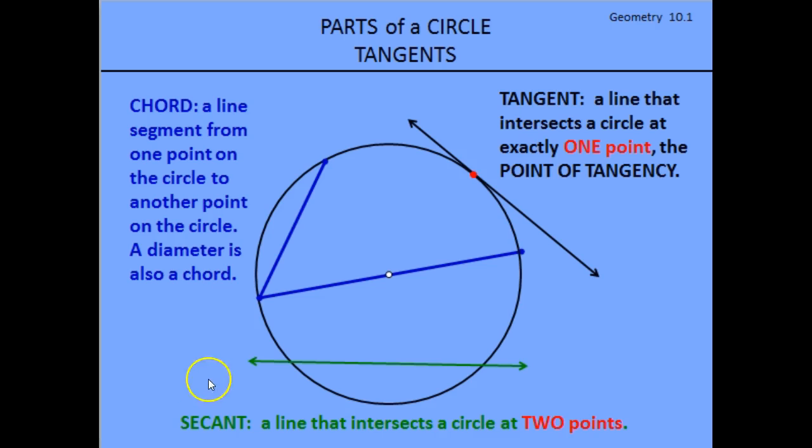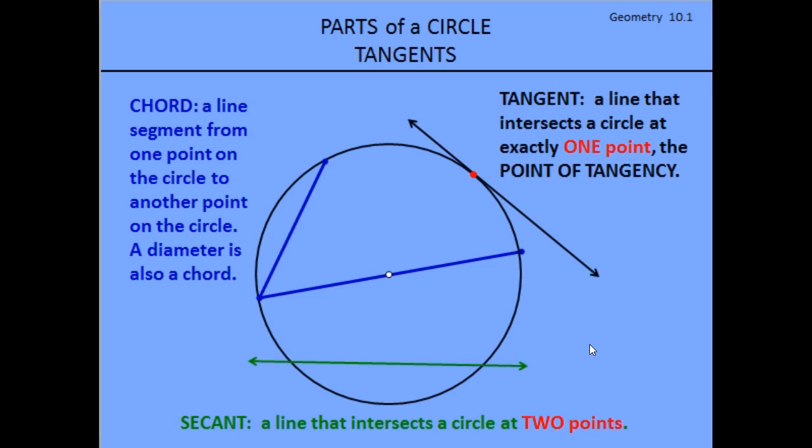A chord is a line segment from one point on the circle to another point on the circle. You'll notice that it is not a line, it is a segment. It has two ending points. Therefore, a diameter is actually a chord. Also, there is a tangent, and it is a line, notice the arrows, a line that intersects a circle at exactly one point, which is called the point of tangency. It might help you to remember tangent as touches. The tangent touches one point.